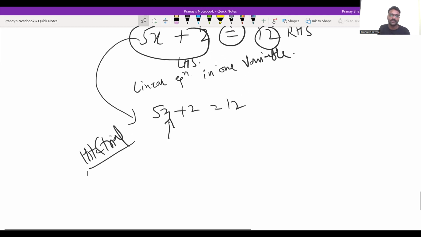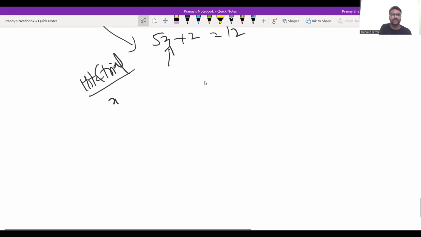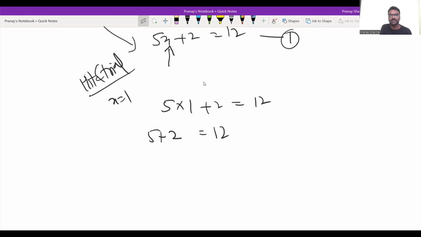What do we understand by hit and trial method? Let us try to substitute any random value of x. Let us take x as 1 and substitute it in the equation, which I'm going to call equation number 1. So this will be 5 into 1 plus 2, taking RHS simultaneously. So this will be 5 plus 2 equals 12, that means 7 equals 12. Obviously, this is an absurd situation. So x equals 1 is discarded. This will not be the solution of this equation. Solution means finding a possible value which can make LHS and RHS one and the same.